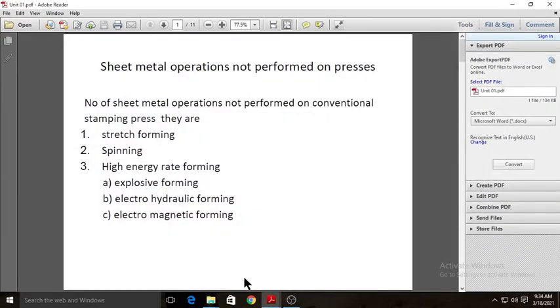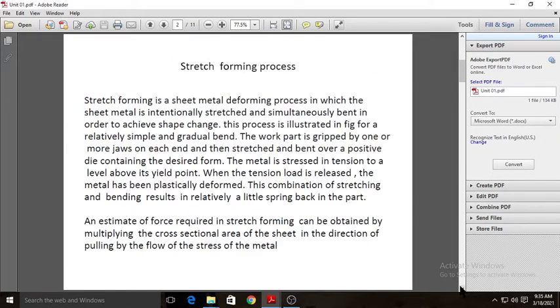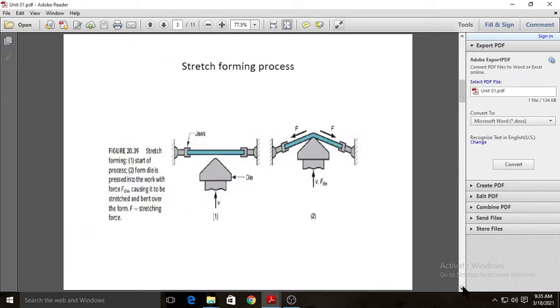Actually these are the sheet metal forming operations, but before sheet metal operations we have to study the various processes there. You can see this is stretch forming, how we are going to form. This is our workpiece, and we are using this tool here to get this shape. So this is the stretch forming process of sheet metal.